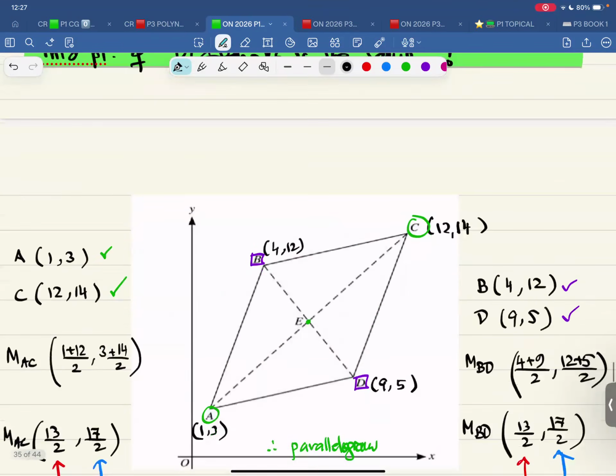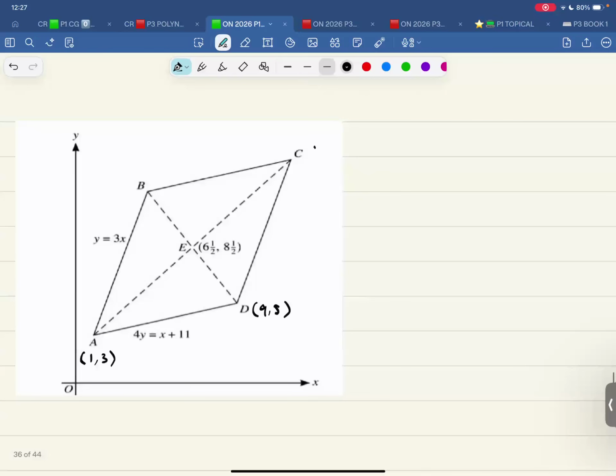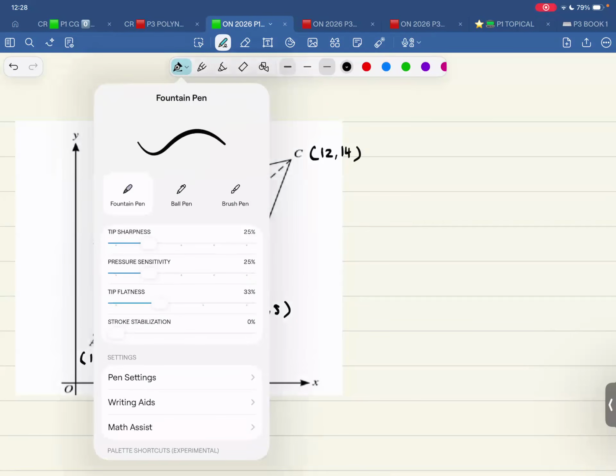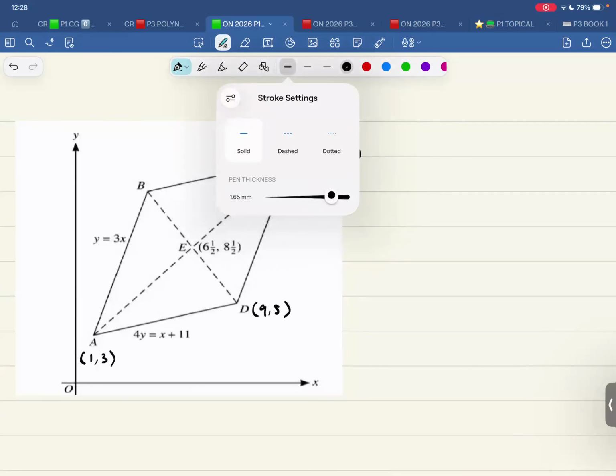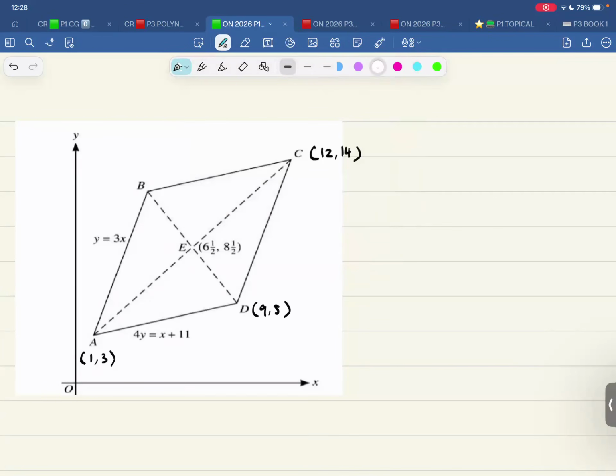C is 12,14. And B is unknown. So now the question would be like this. Let me remove the extra stuff. Let me grab a white marker. That is not needed at the moment, so let me remove it.